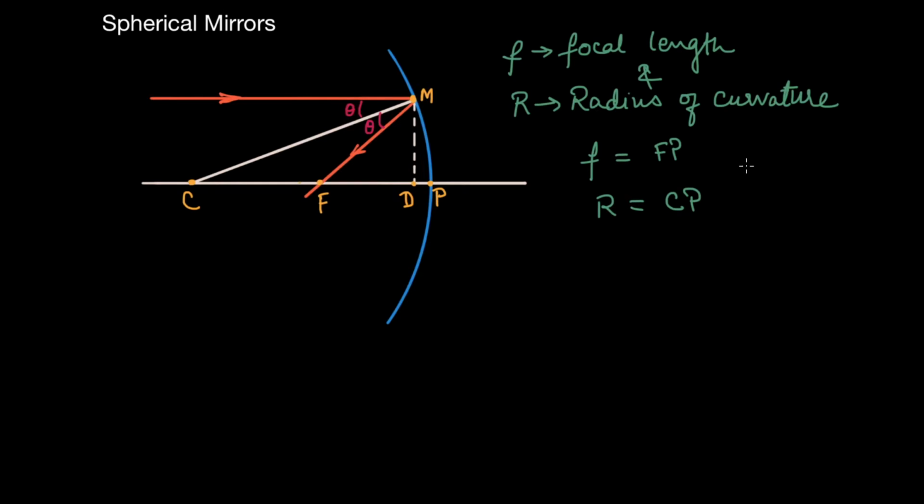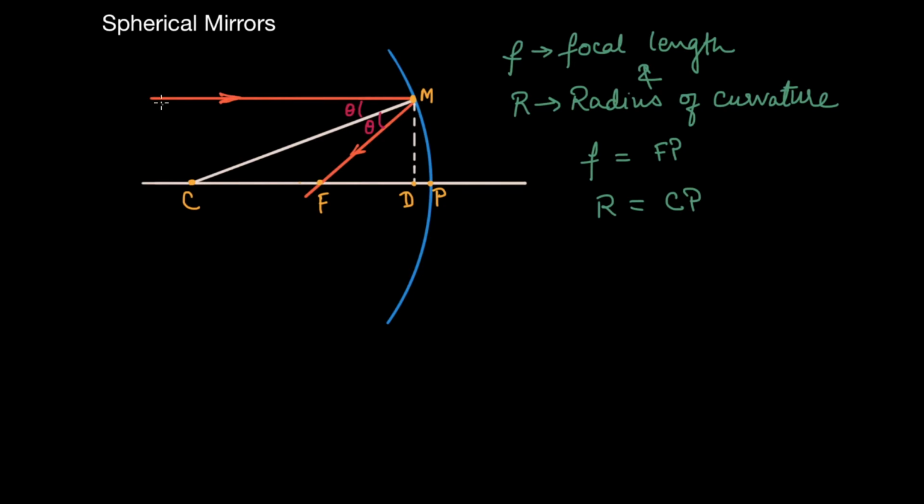Now let's look at some geometry here. First off, the incident ray makes an angle theta with the normal. So by the law of reflection, it is reflected symmetrically about the normal, and the reflected ray also makes the same angle theta with the normal.